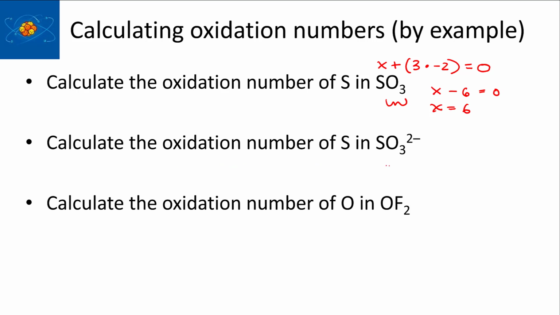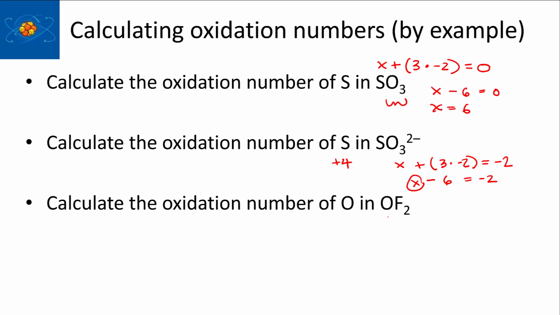Let's do another one. We did a calculation of the oxidation of sulfur in SO3, now let's do SO3 2 minus. And the way this will change is I'm going to say X, which is the sulfur, plus 3 times minus 2 equals, instead of 0, now because it's an ion, equals minus 2. So again, same equation, X minus 6 equals minus 2, and then you can figure out that X is plus 4. So this one's plus 4.